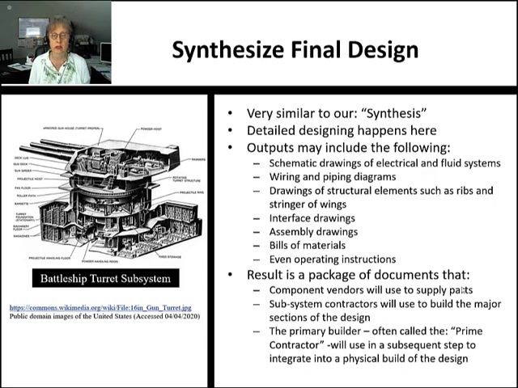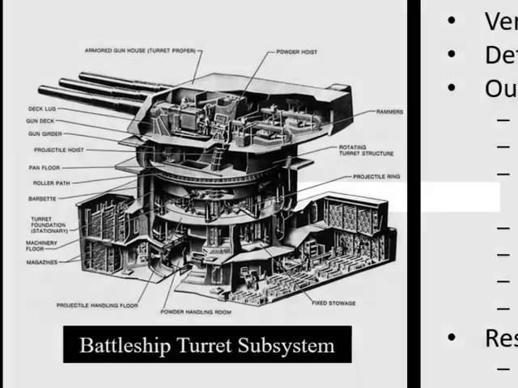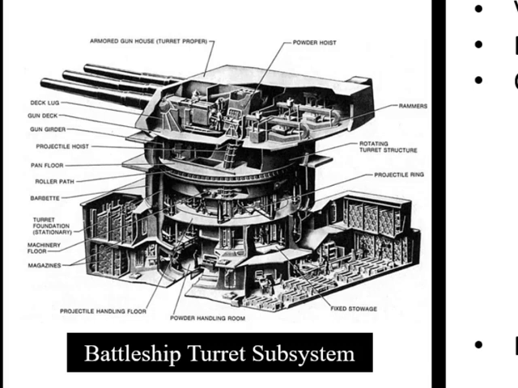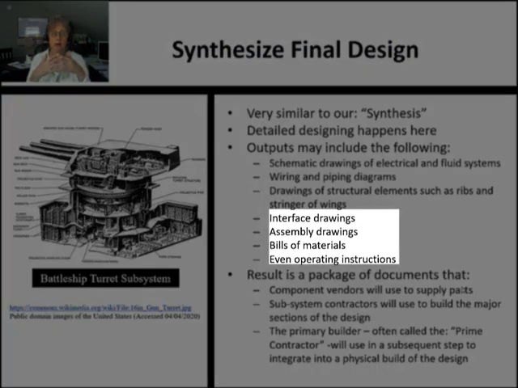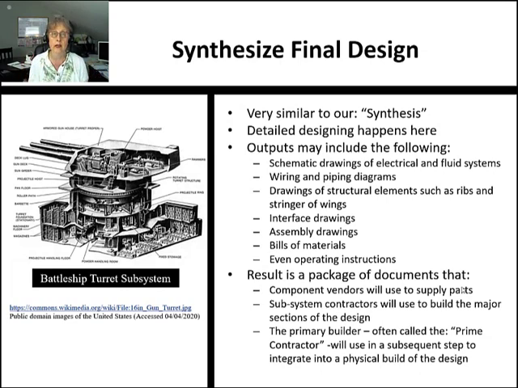Then from that, we start the detailed diagrams, such as wiring and piping. And then we move to things like the structural elements. Ribs and stringers of aircraft are examples of structural elements. In this drawing of the battleship turret system, that would be the actual, what they call the barbette, which is the armored casing this turret fits in, as well as the gun house, which is the armored top level of the turret. We also produce interface drawings because all of these parts are interfacing together. We produce assembly drawings that tell the builders how to put it together. Obviously, we're providing bills of materials as we go that indicates what to use in the construction, and we're even starting to create operating instructions. All of this stuff requires operating instructions, manuals, detailed guides, instructions, etc.